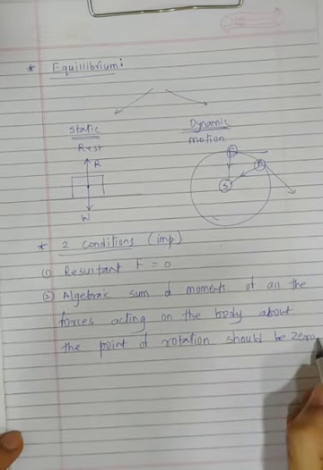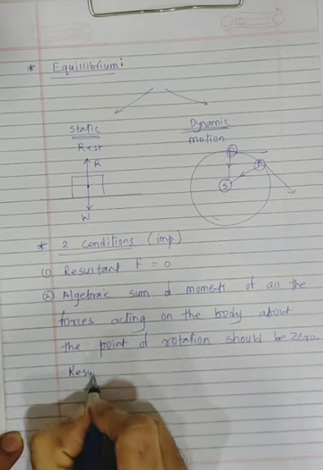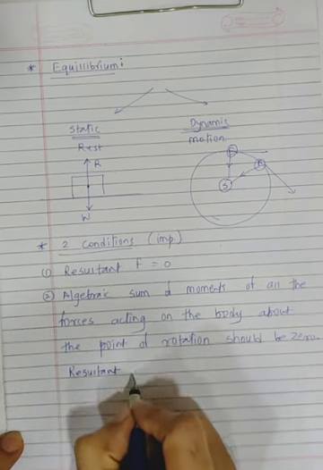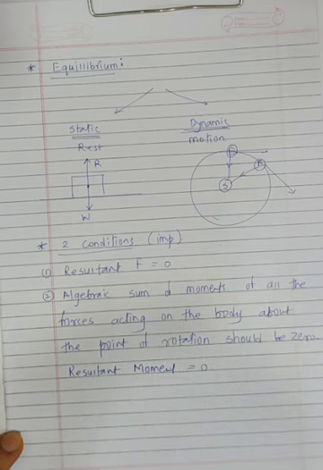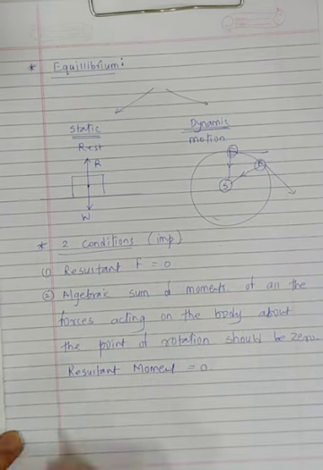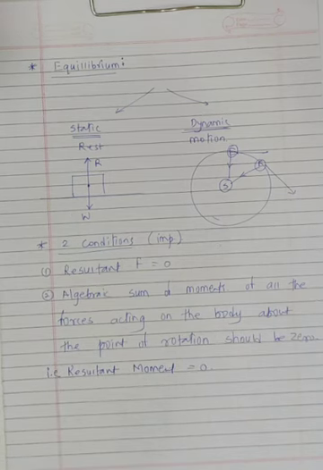Got it? So the resultant force should be zero. In simpler words, the resultant moment of force should also be equal to what? Zero about a point. Got it? So these are the two conditions for a body to be in equilibrium.